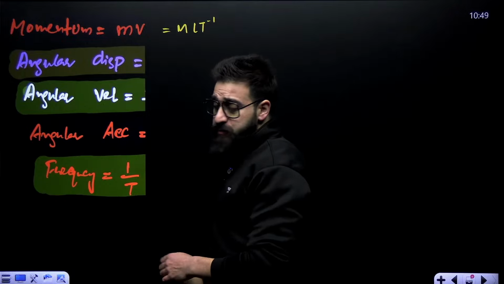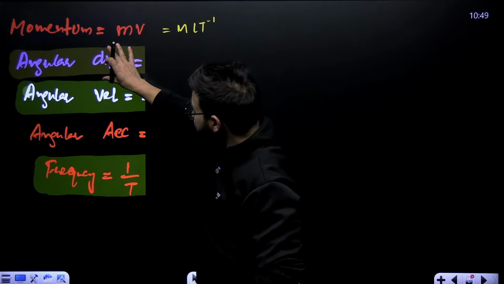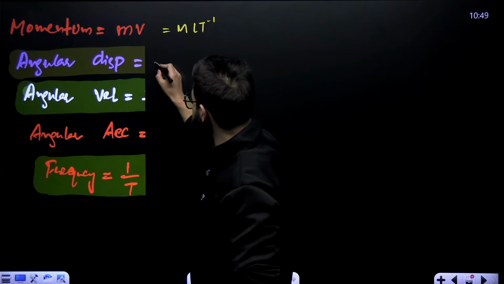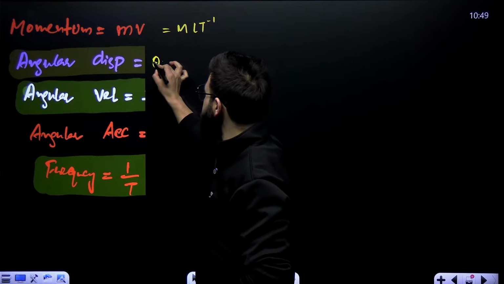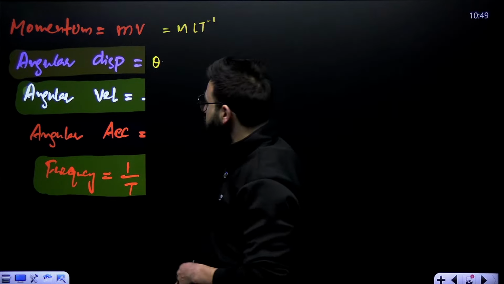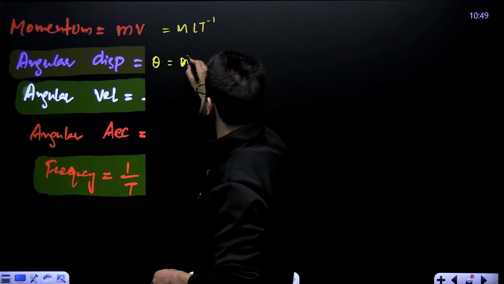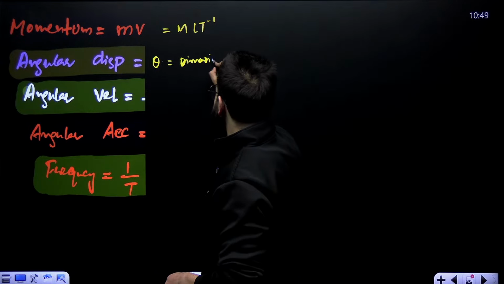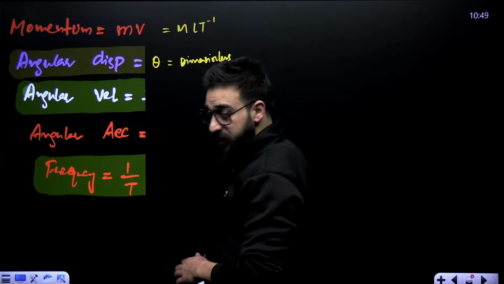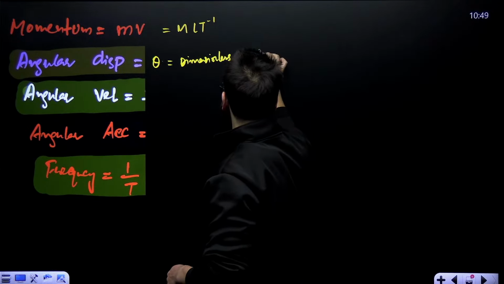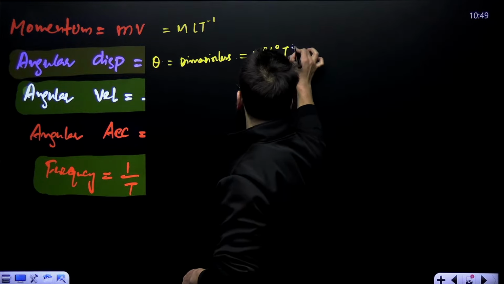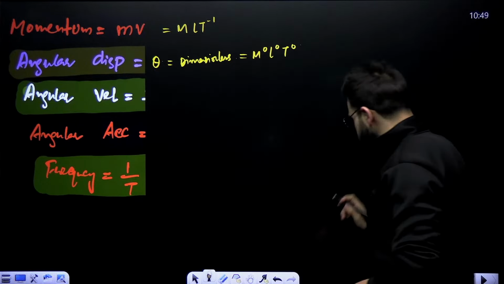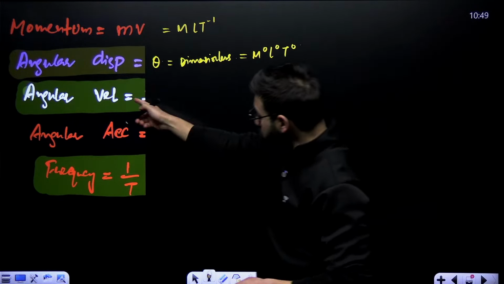Angular displacement over here. So remember, when it comes to the angular displacement, it is theta, an angle. Okay, it is dimensionless. So for this, you can write M⁰L⁰T⁰. Always remember this.